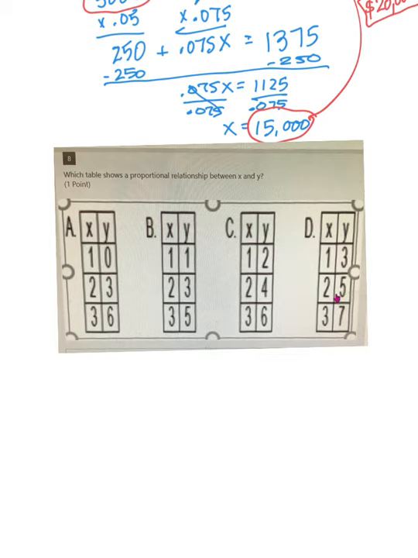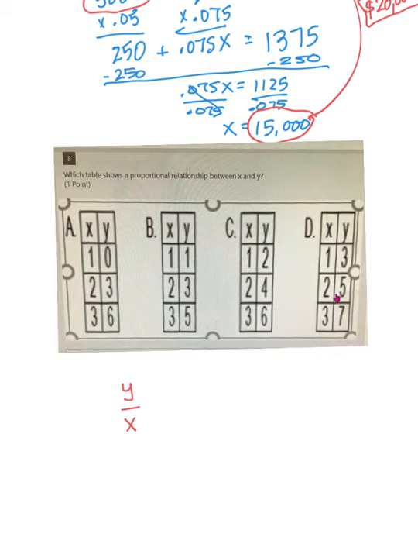The next problem is a nice break. It's a little bit easier. Here we're just identifying proportional relationships. A proportional relationship has a constant of proportionality, meaning it has the same unit rate every time. So for every coordinate or every pair on the table, when you divide y divided by x, you should get the same number. If you don't, it's not proportional.